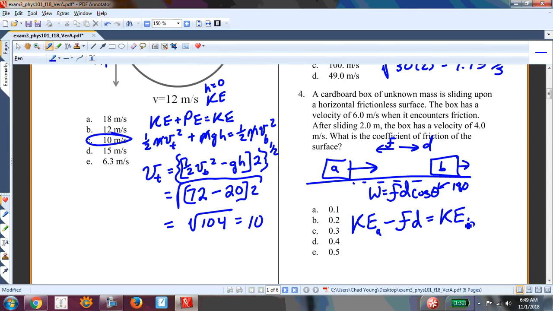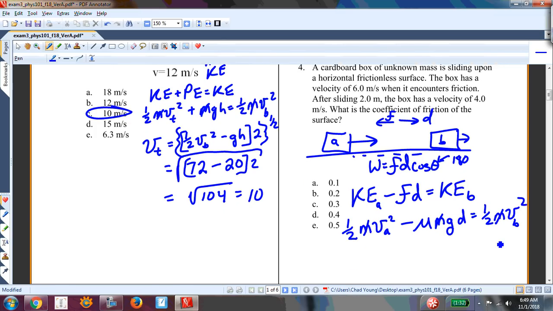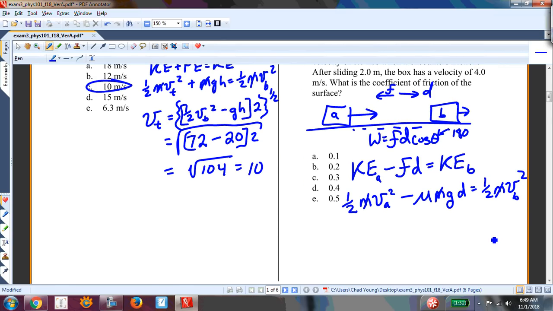I'm looking for the coefficient of friction. Let's go ahead and simplify, or put in some variables here. 1/2 m v_A squared minus the frictional force, which is mu times the normal force. But in this case, because it's horizontal, the normal force is equal to the weight, m times g, times d is equal to 1/2 m v_B squared. Notice my masses all cancel. They all go away. I know everything here except for mu, so I'm going to solve for mu.